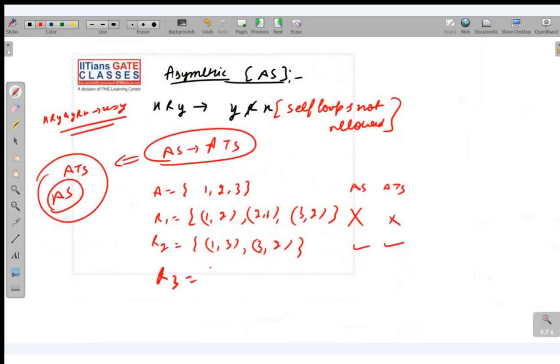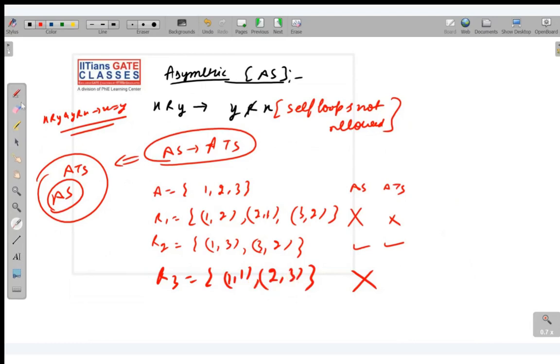R3. R3 is (1,1), (2,3). So (1,1): as soon as you see a self loop, you will immediately say it is not asymmetric. But for antisymmetric, self loops are allowed. So (2,3) is there, (3,2) should not be there. Yes, (3,2) is not there. So it is antisymmetric. So only 3 possibilities are there. If you say this is a cross, that is not possible.